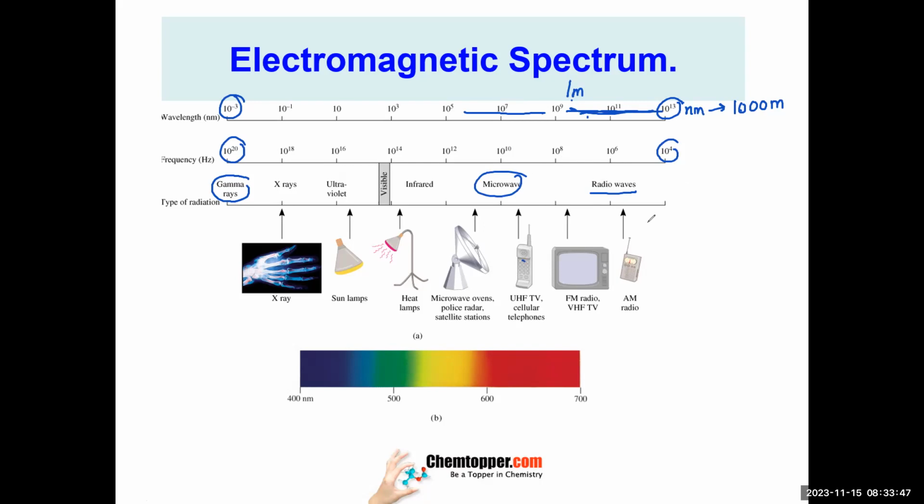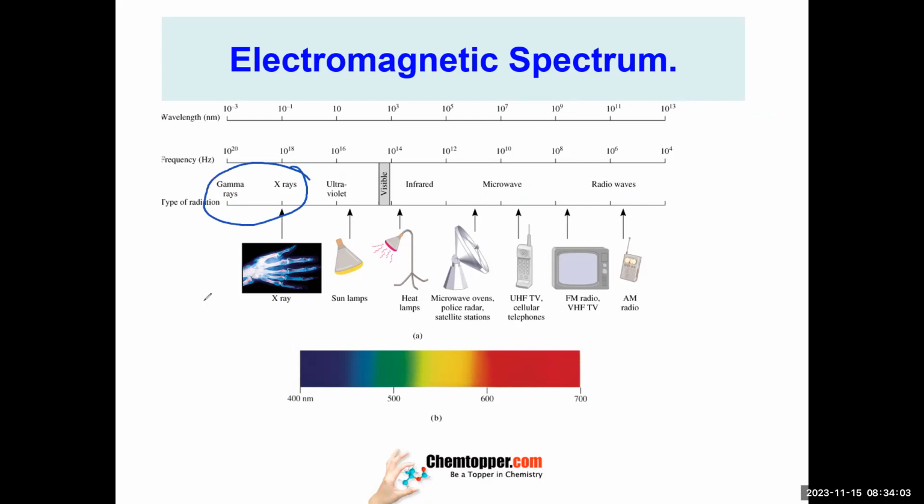Now we are going to use this electromagnetic spectrum in chemistry. How? Let's see. We are going to use it for the identification of substances. Gamma rays, X-rays, very, very strong. They will break the molecule.